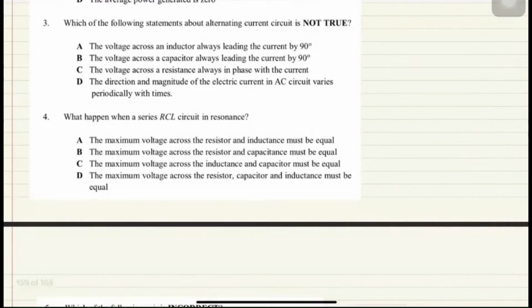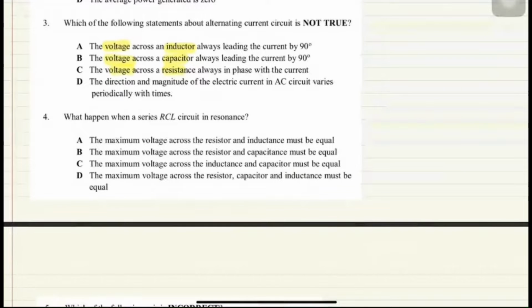Question 3. Which of the following statements about the alternating current circuit is not true? Okay, again this one talks about voltage, right? One is the inductor, capacitor, resistor. Then the direction and magnitude of current in an AC circuit vary periodically with time. Okay, that one is correct, because we are talking about alternating current. So we know that the current varies periodically with time, in direction and magnitude.